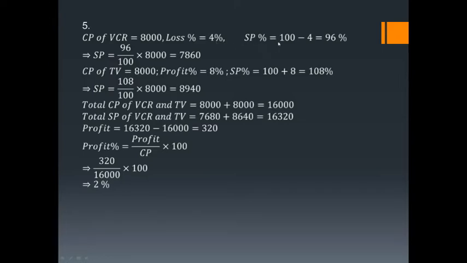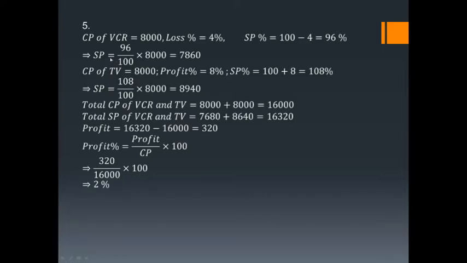Loss of 4% means SP percent will be, yes, before that, in question number 4, when the profit percent is given, we add it to 100, no? Then here, it is given as loss. That means we have to subtract it from 100. That means 100 minus 4 is 96%. Loss means subtract, okay? Profit means add.